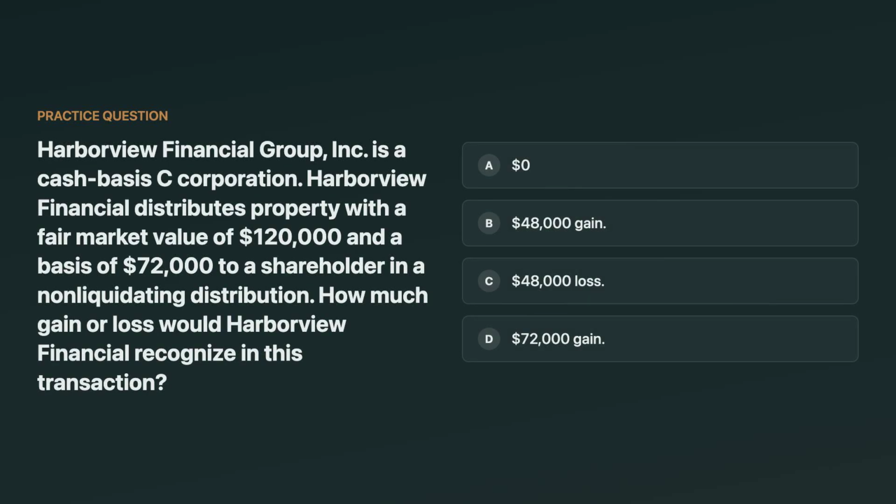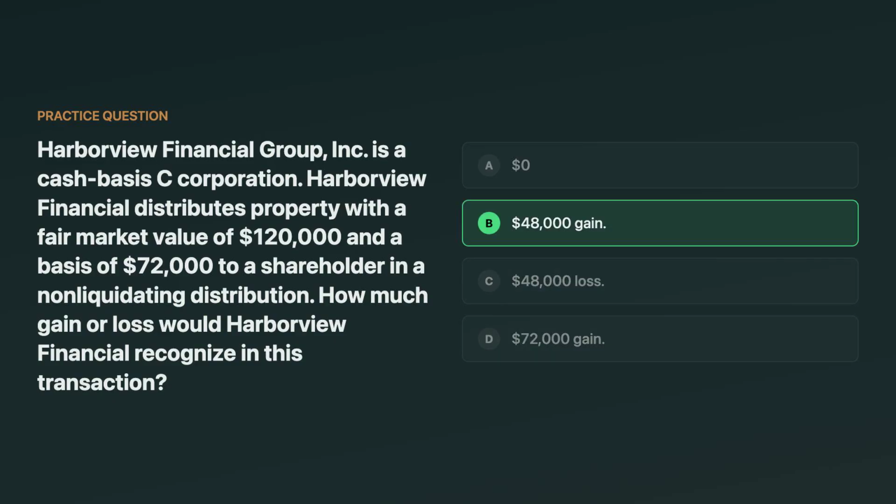Harborview Financial Group is a cash-basis C corporation. It distributes property to a shareholder in a non-liquidating distribution. The property has a fair market value of $120,000 and an adjusted basis of $72,000. How much gain or loss does Harborview recognize on the distribution? Think about it.